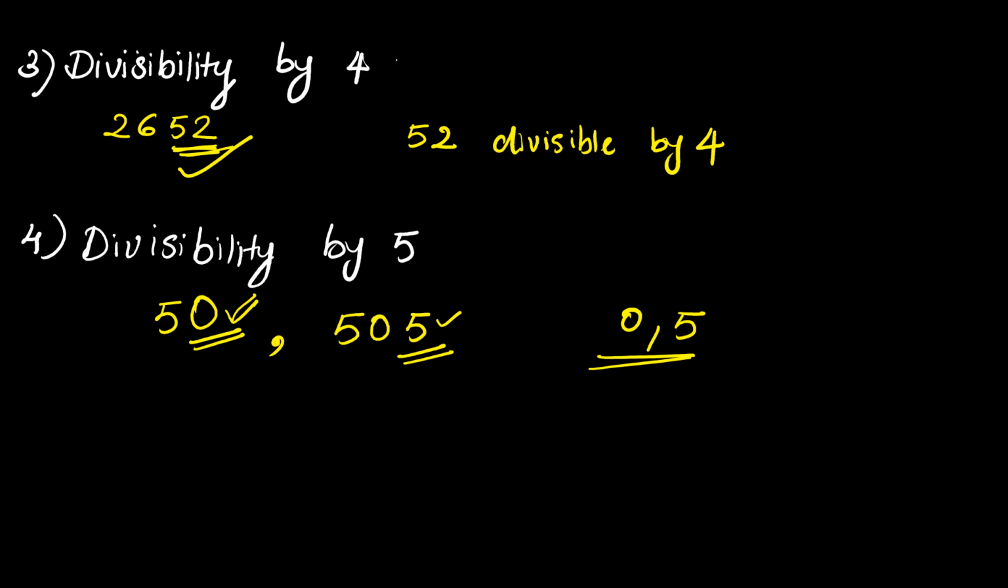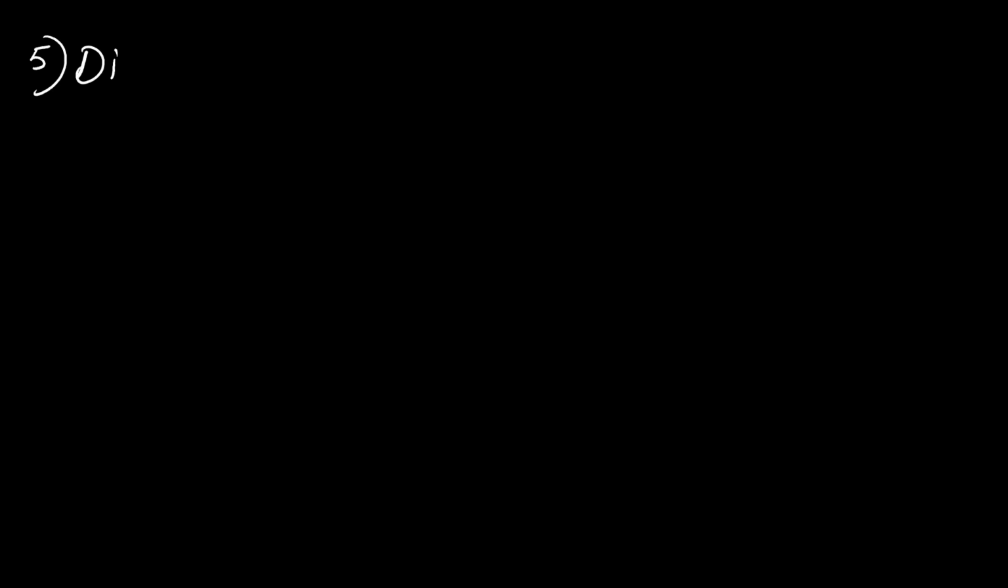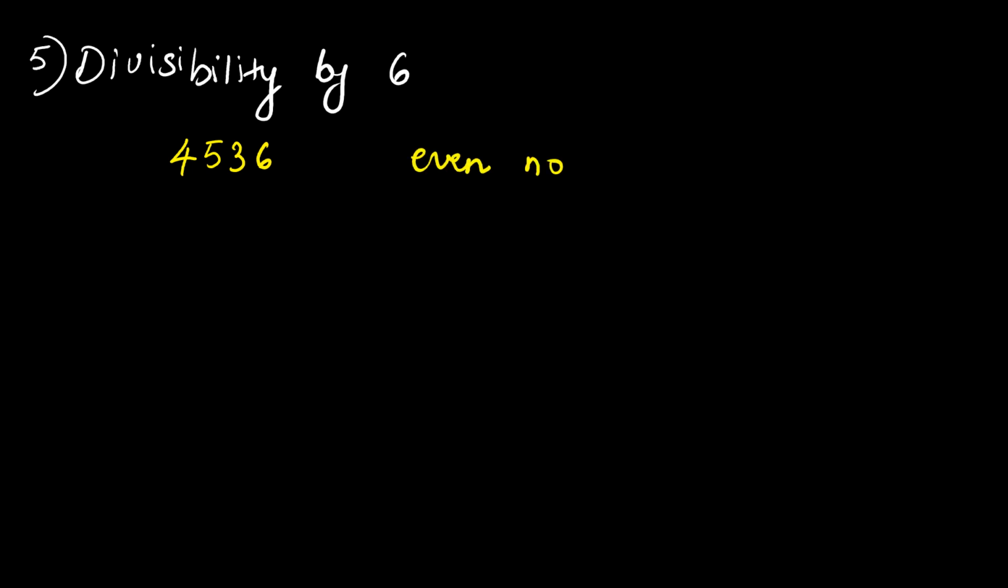Next is divisibility by 6. Here we'll take an example, 4536. Here what you have to do? Check if this number is an even number. Okay, first check if the number is an even number. Yes, here this number is an even number. That is true. Now what we'll have to do? Take the sum of the digits, that is 4 plus 5 plus 3 plus 6. What we'll get? 10, 15, 18.